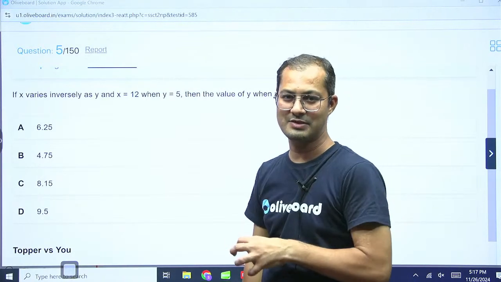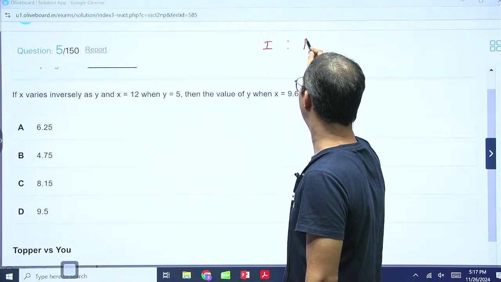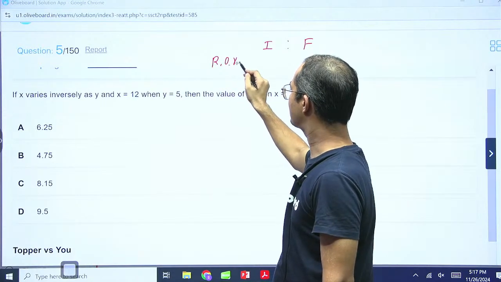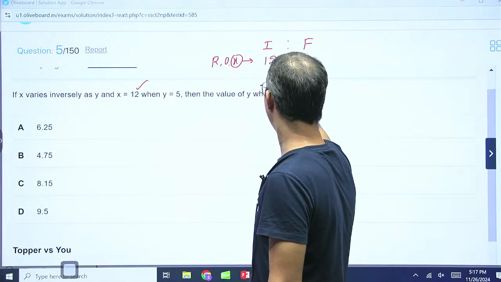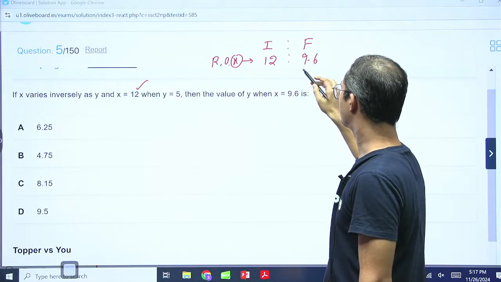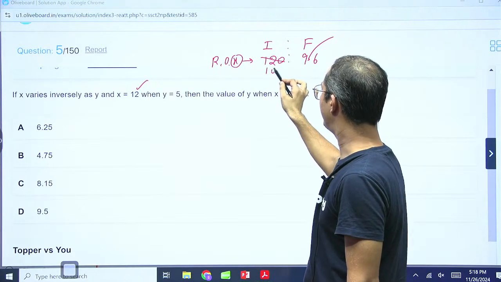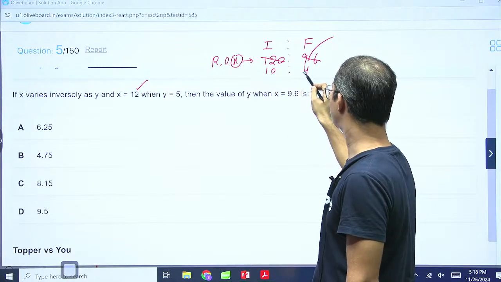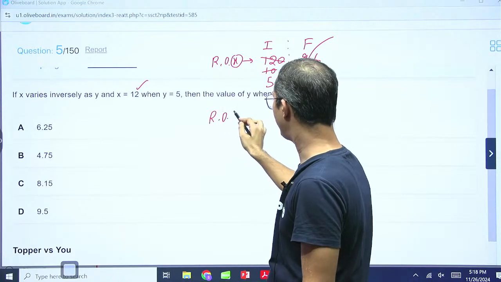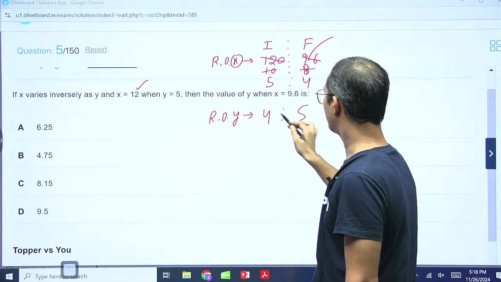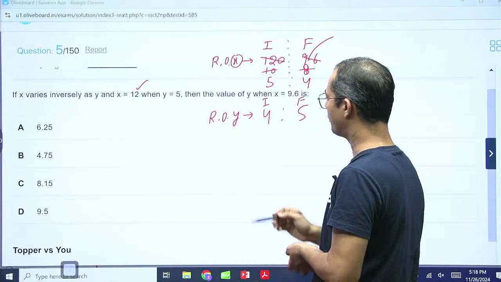Here we can apply this funda directly. Take the ratio of the initial value and final value for X. The initial value is 12 and the final value for X is 9.6. The decimal point cancels out, so it is 10 by 12 and 8 by 12, so the ratio is 5 is to 4 for X. The ratio for Y is directly 4 is to 5. So the initial value for Y is 4 units and the final value would be 5.